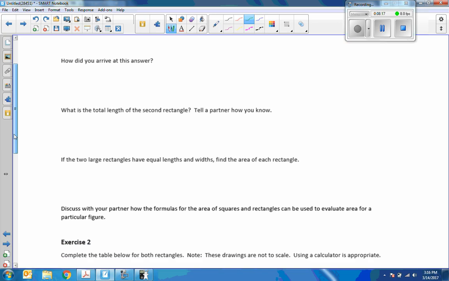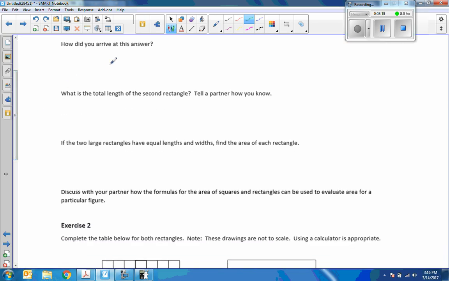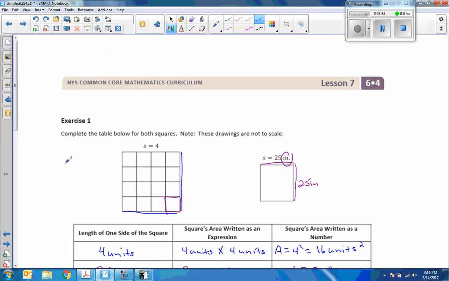Okay, unfortunately, they do this a lot in this format. You switch pages, and the question continues. You have to keep going back and forth, back and forth. But anyhow, let's deal with it. How did you arrive at this answer? Okay, well, I kind of just explained that. I'm not going to write that in here.